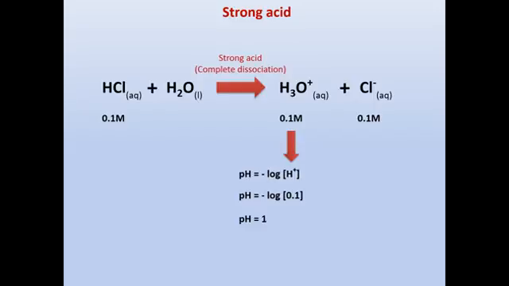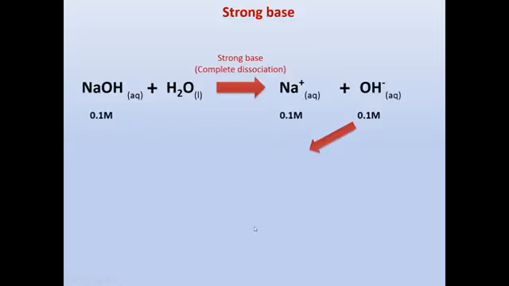So that's probably the simplest sort of question in terms of the pH of a strong acid solution. We've got a 0.1 molar hydrochloric acid solution, so the concentration of hydrogen ions is 0.1 molar. Take the negative log of 0.1, and that gives us a pH of 1.